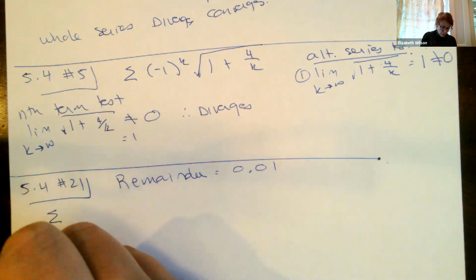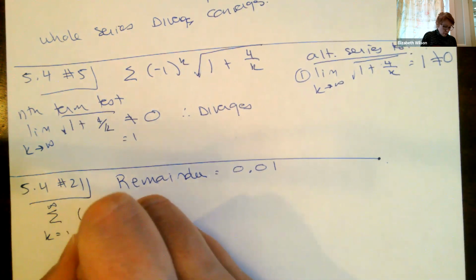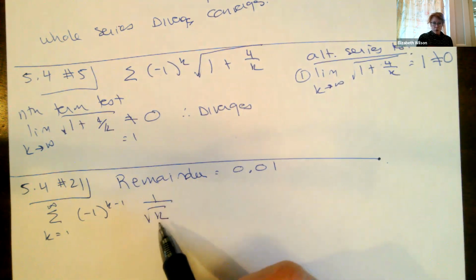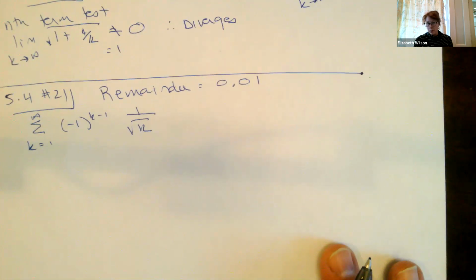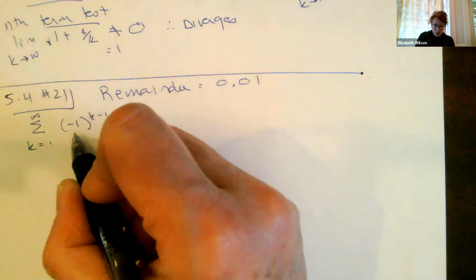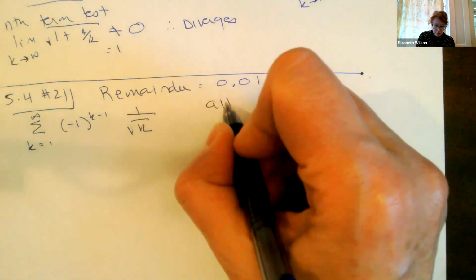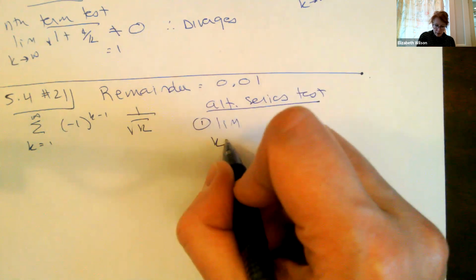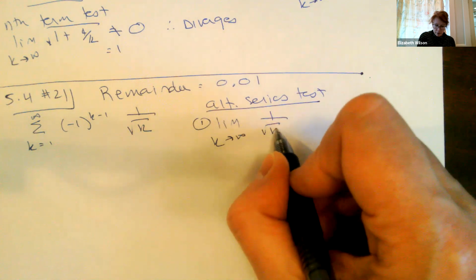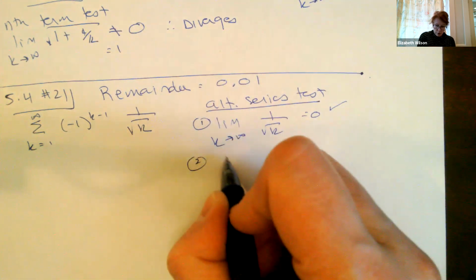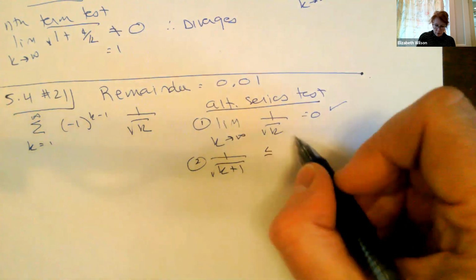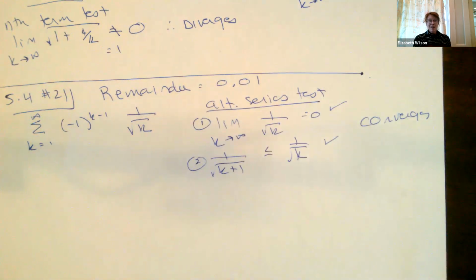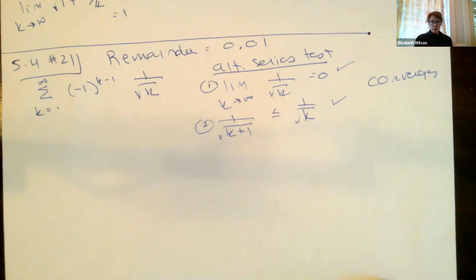So this is the sum from k equals 1 to infinity of negative 1 to the k minus 1, times 1 over radical k. First off, we have to show that this converges, because if it doesn't converge, there's no point in trying to figure out a sum. So let's check. This is an alternating series, so I'm going to do the alternating series test. The limit as k goes to infinity of 1 over radical k is equal to 0. My next check, 1 over radical k plus 1 is less than 1 over radical k. Yep, so this converges by our alternating series test. If it doesn't converge, there's no sum to calculate. It would be infinite.